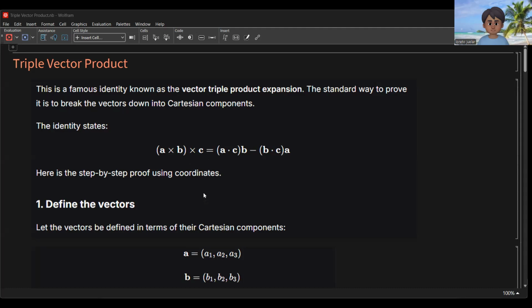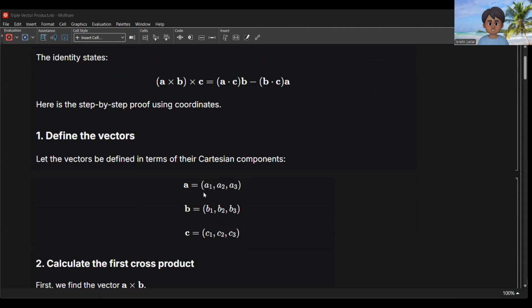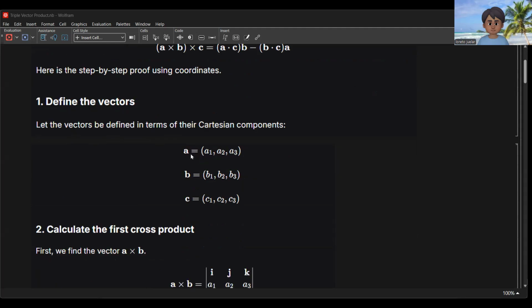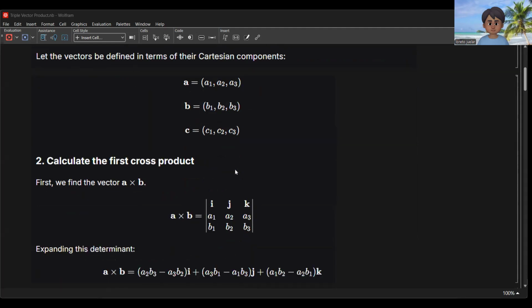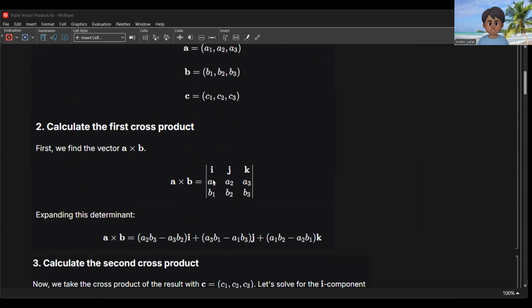So here's the step-by-step proof using coordinates. First, define the vectors in terms of their Cartesian components. A is A1 i, A2 j, A3 k. Vector B is B1, B2, B3. Vector C is C1, C2, C3. Now calculate the first cross product.